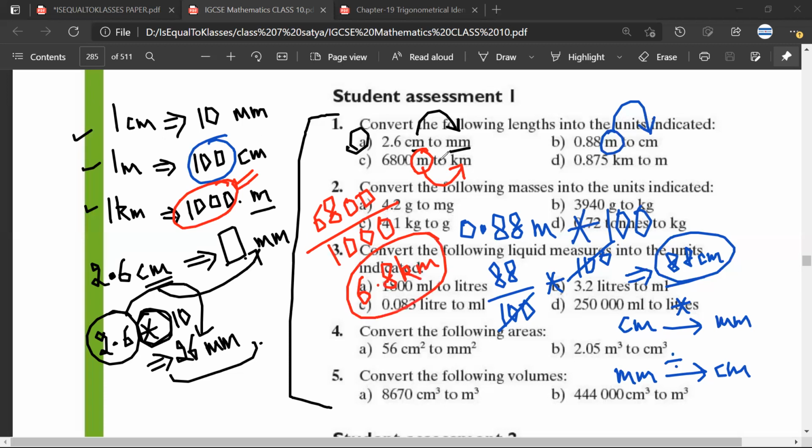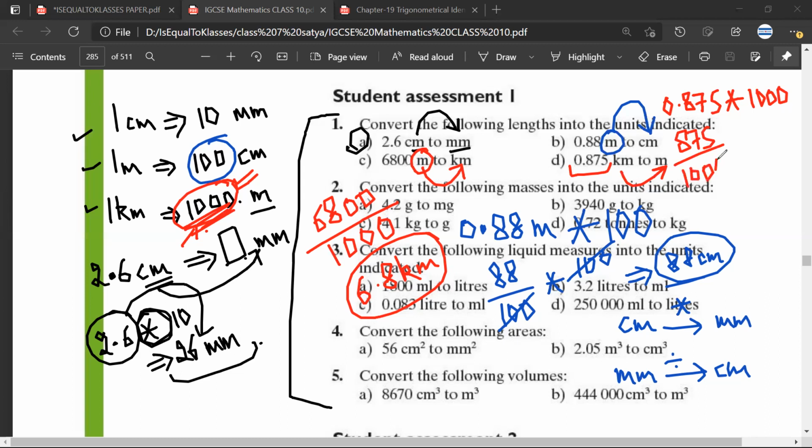Before doing such questions, always ask yourself, would the number increase or decrease? So for example, from kilometer to meter, would my answer increase or decrease? Sir, increase. Yes, I'll have a bigger number. So this 0.875 would increase. So what should I do? Multiply it. Multiply by 100. Sarthak, 1000. This is my conversion factor. 1000. Okay, sir.